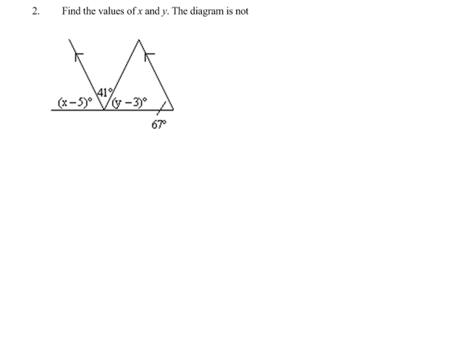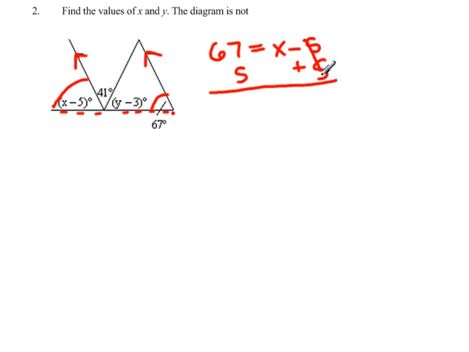Of course, once again, the diagram is not to scale. We have parallel lines cut by a transversal right here. So that means that this angle of 67 will be equal to this angle because they are corresponding. So therefore 67 is equal to x minus 5. Solving for x, we have to add 5 to both sides. So we get 72 is x.